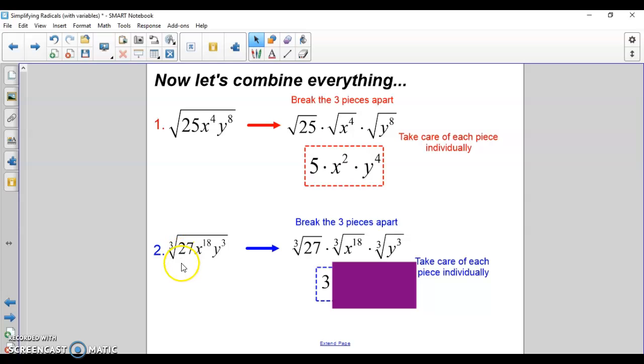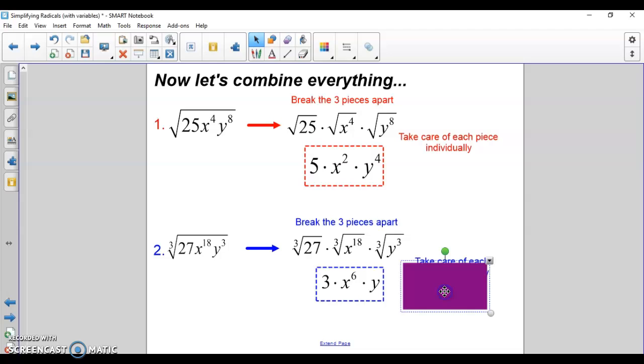Just a heads up, I think I wrote this in the next slide. This first number, when I'm dealing with cubes, it's always going to be a perfect cube. That leading coefficient, I'm going to make sure it's a cube. Squares, not so much. Cubes, though, I'll make sure they're perfect cubes. Cube root of x to the 18th. 18 is a multiple of 3, so just divide it by 3, get x to the 6th. Cube root of y cubed, 3 divided by 3, just y. That's my answer. So again, it's nice when it's perfect squares and perfect cubes.